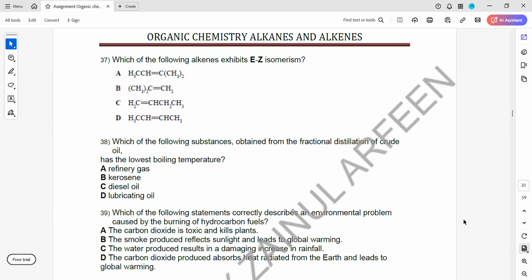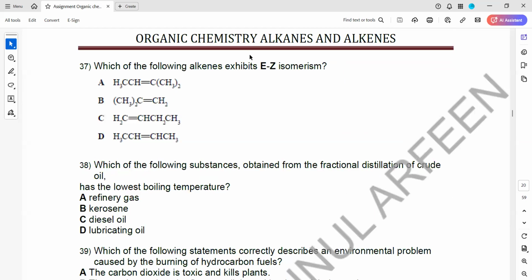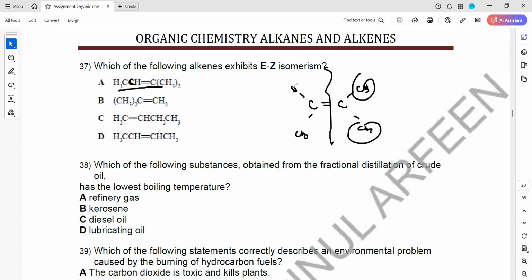Next we have, which of the following alkenes exhibit geometrical isomers? So how do we know which one exhibits or shows geometrical isomerism? To show geometrical isomerism, two different groups should be attached to each carbon of the double bond. So if you check this one, C double bonded with C, one has hydrogen attached, one has CH3 attached. This C has two CH3s attached. So two identical groups are attached, so this will not show any geometrical isomer.